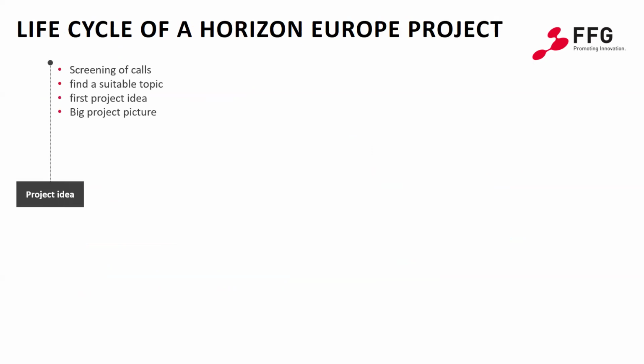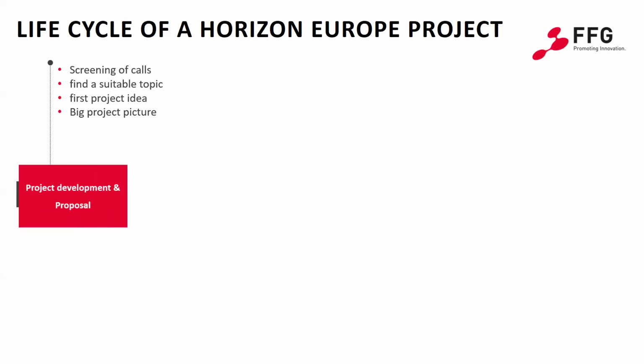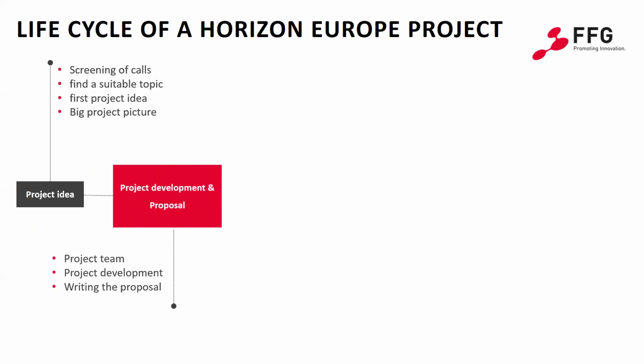Mostly you will start by screening the work programs or the calls, and you find a suitable topic. Based on this topic you develop a brief project idea, and you should then develop a big project picture quite early in the process. Once you've settled on this project idea, you create a team. As I said, you mostly need at least 3 participants. You develop the project and you start writing the proposal a few months before the deadline.